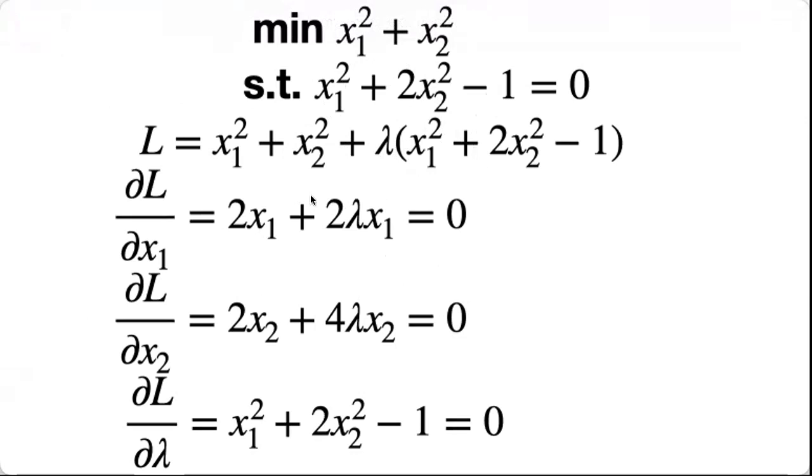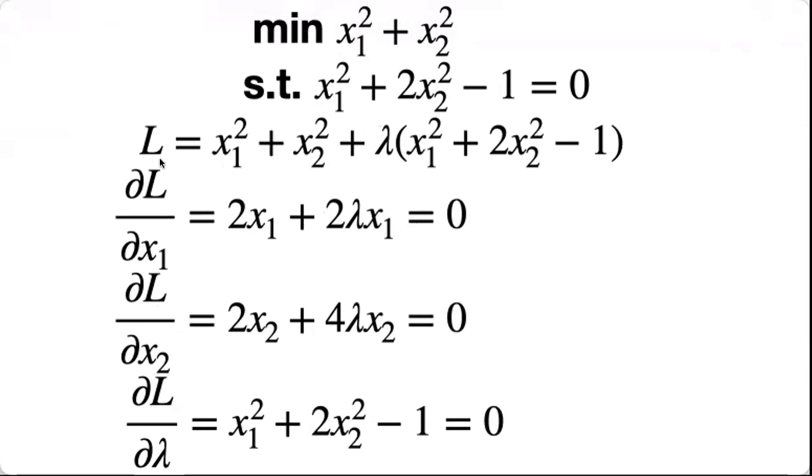Okay, the partial derivative of the Lagrange function with respect to x1 first. We obtain 2x1 from this term, right? The derivative with respect to x1. And in this term, we have x1 squared, so we have to multiply with lambda. It becomes 2 lambda x1, and the whole thing becomes 0.